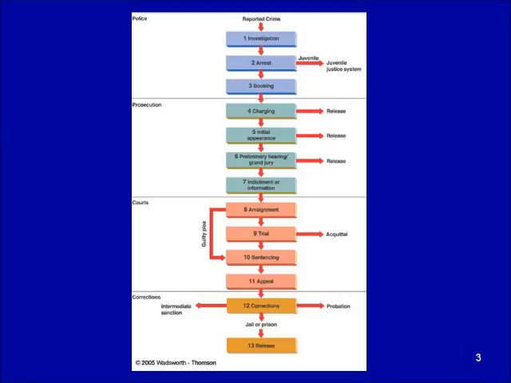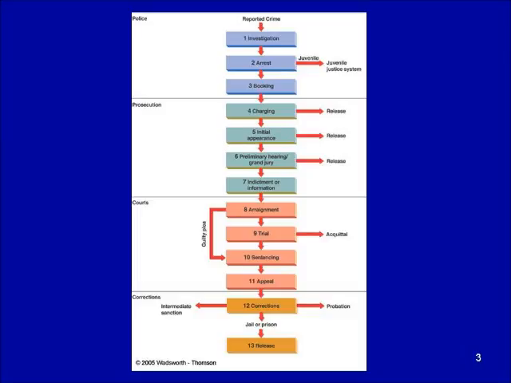So this is a diagram of the criminal justice process. And we'll go into each one of these blocks in a little bit more detail in just a minute. But realize that it's broken down into three major components. You've got the police, and in this diagram they have prosecution and courts as separate, but prosecution is part of the courts, and then corrections at the end.